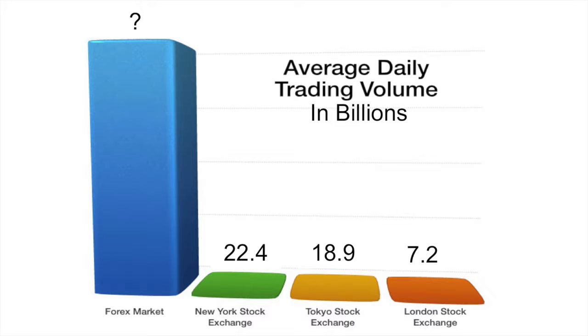Then you have the Tokyo Stock Exchange. That's $18.9 billion that is exchanged on a daily basis. And then you've got the London Stock Exchange. $7.2 billion is exchanged. Billion is quite a bit of money.